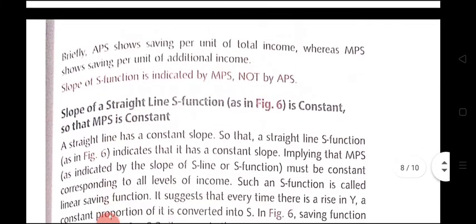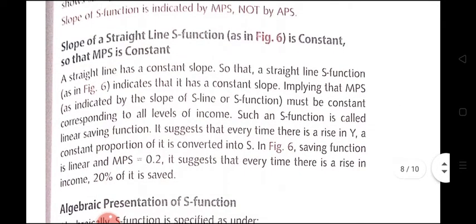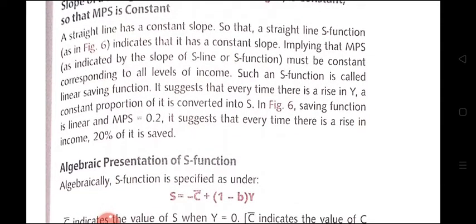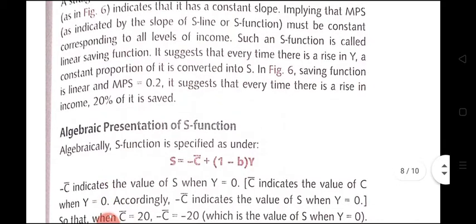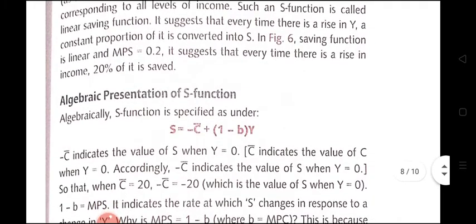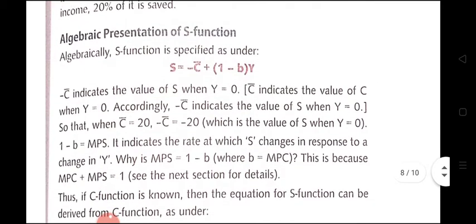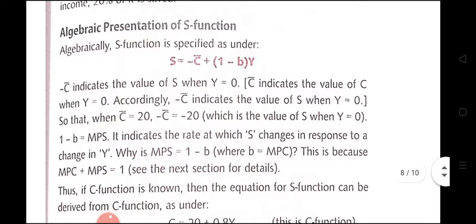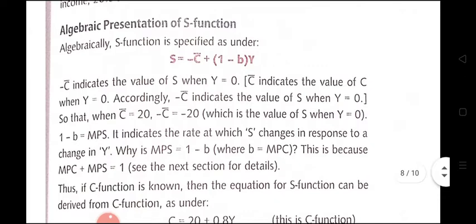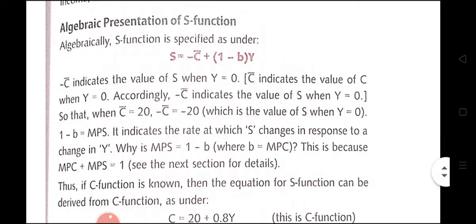Now, the slope of the saving function is again a straight line, again constant, which suggests that every time there is an increase in income, the part of income which is saved will remain constant. Let's see what is the algebraic expression of the saving function. Just like C is equal to C bar plus BY, the saving function is S is equal to minus C bar. See, C bar is autonomous consumption. At zero level of income, my consumption was 20. Here we are talking about saving, so at zero level of income, my saving would be minus 20.